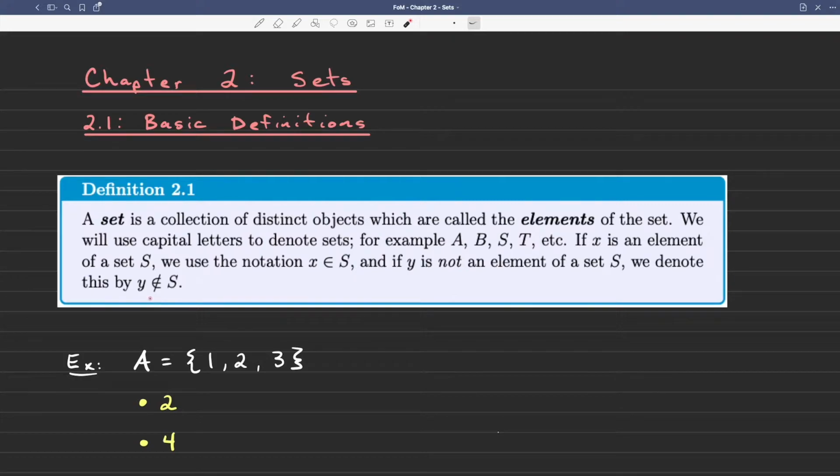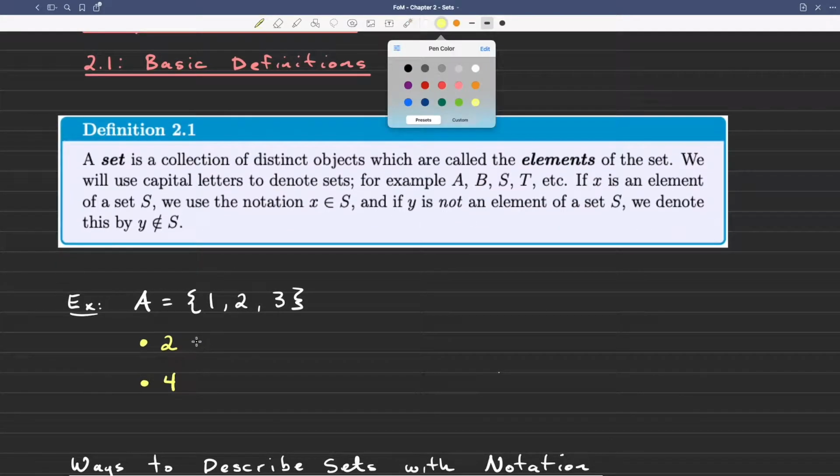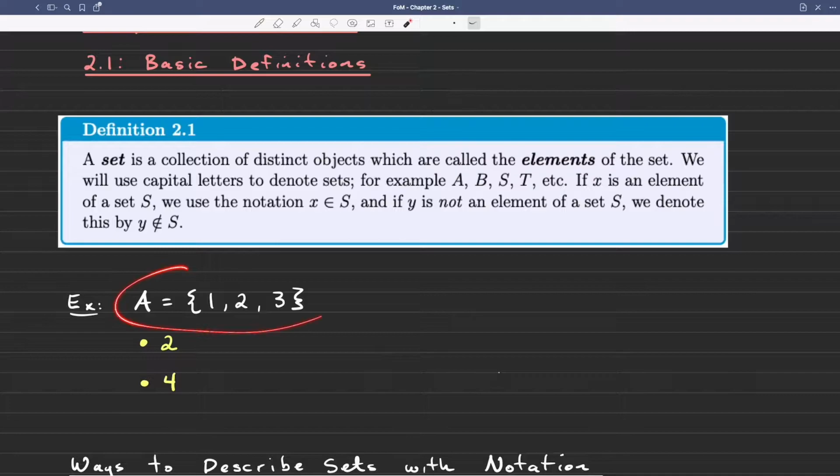And of course, if we want to indicate that y is not an element of S, we'll use the element symbol with a slash through it. So basically, y not an element of S means the same thing as not (y is an element of S). It's just the negation of the statement, y is an element of S. So if we look at this set here, A is {1, 2, 3}. The element 2 is an element of the set A, while 4 is not an element of A.